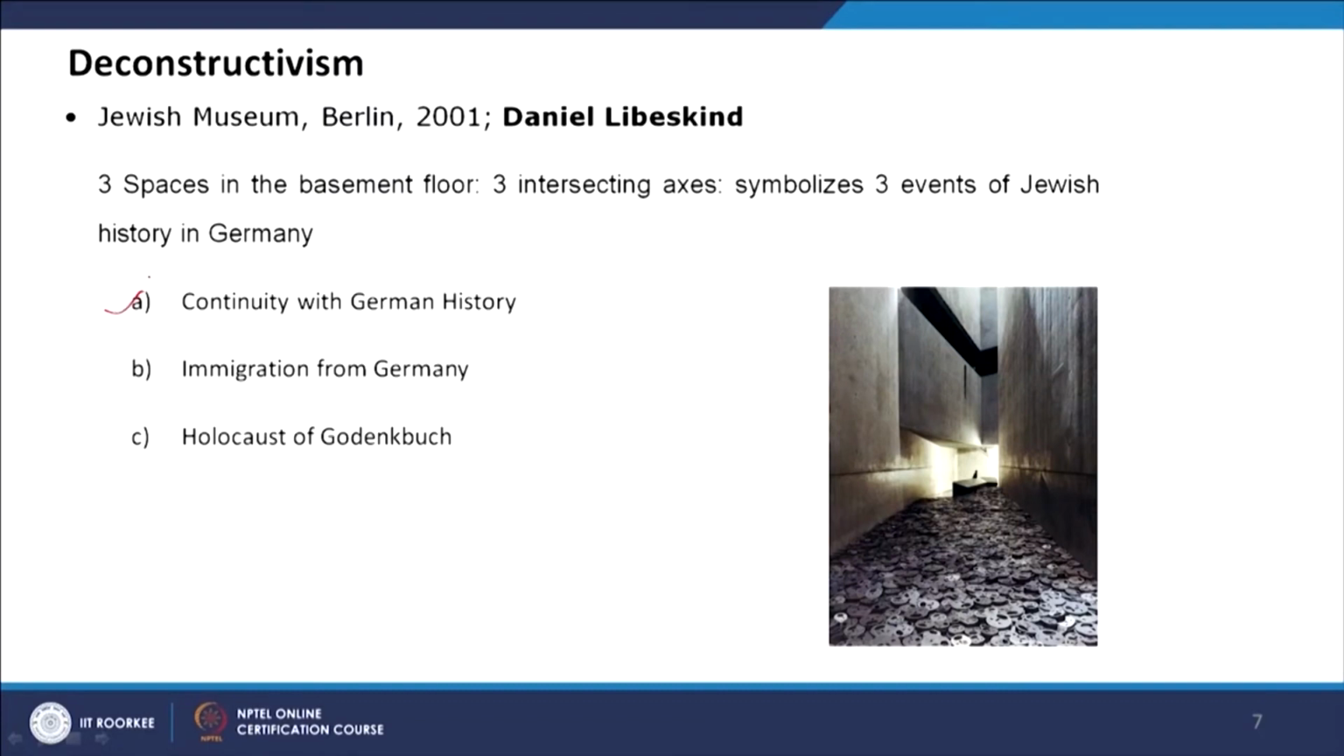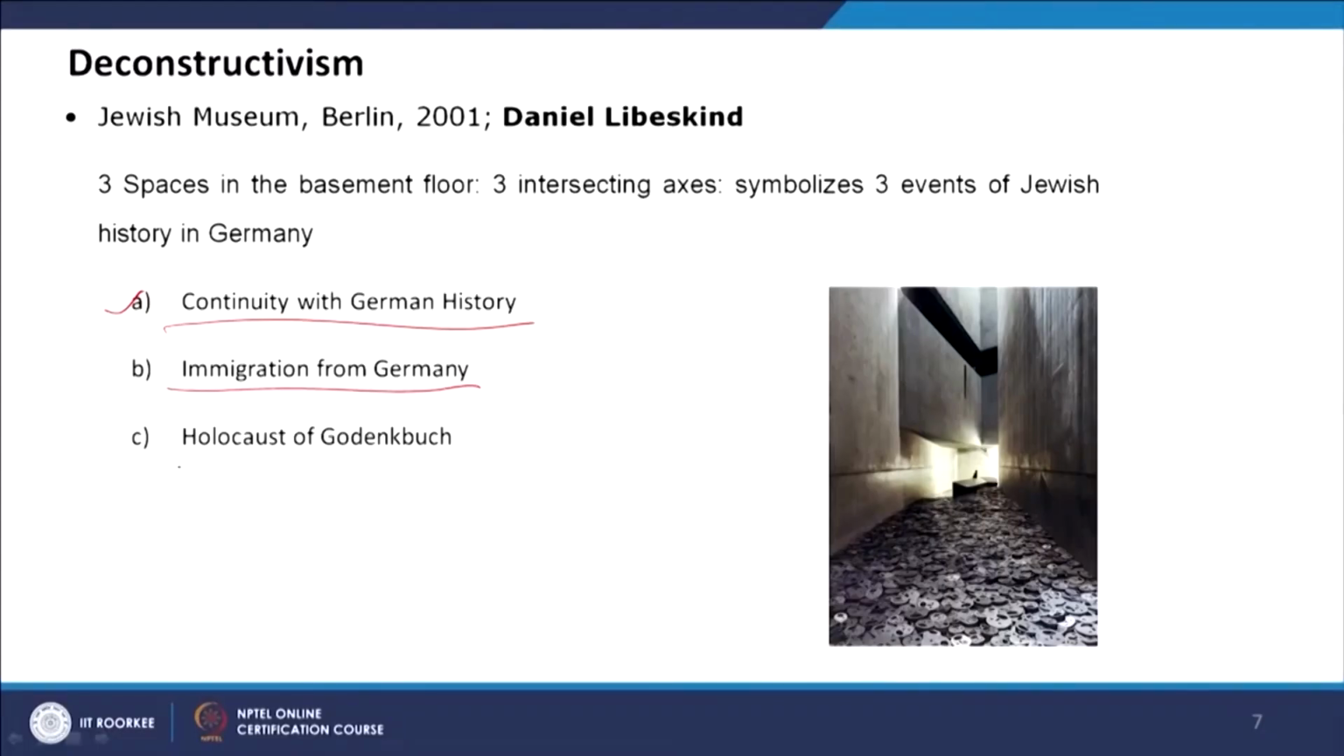First there was a continuity with German history: the Germans were Christians and the Jews were there, so they were part of the history. But after that they emigrated from Germany, and then came the Holocaust in Germany. That was the event in which the Jews were mass murdered.